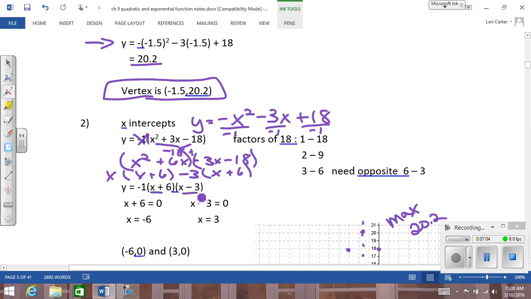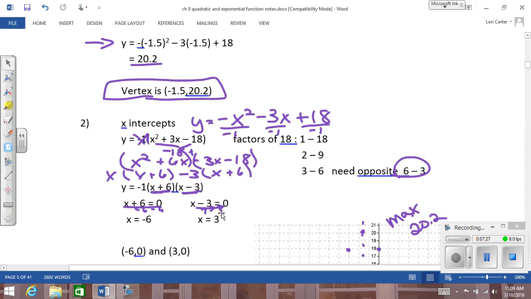Is that the same as this? Yes. So I don't care which way you do it. Irrelevant. Okay, what do I have to do now to find my points? You have to set them equal to 0. So x plus 6 equals 0, and the second one equals 0. Subtract 6, add 3.